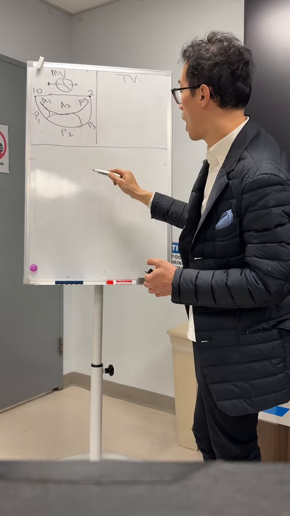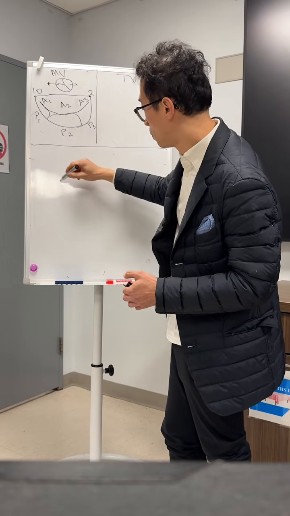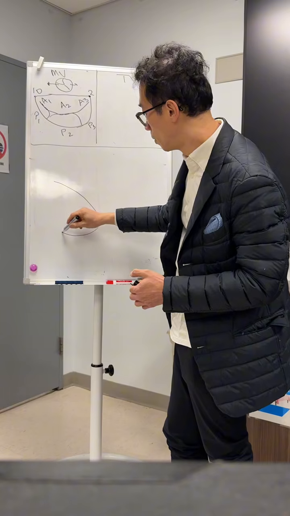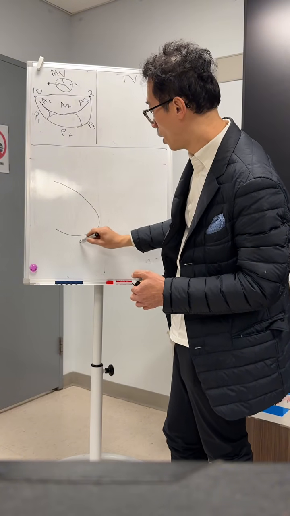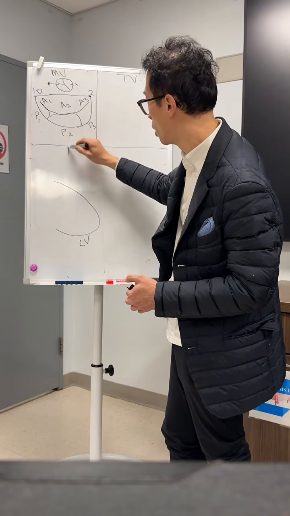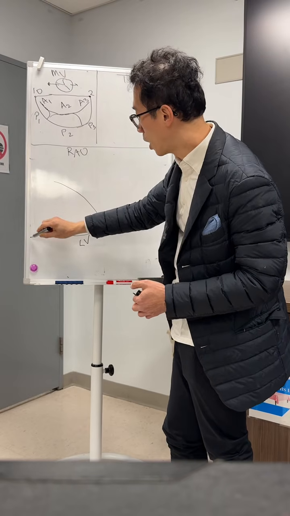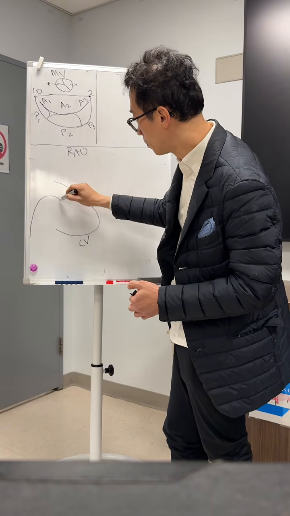Okay? So now on fluoroscopy, okay, this is LV, this is an RAO projection now. And so the device comes across like this.